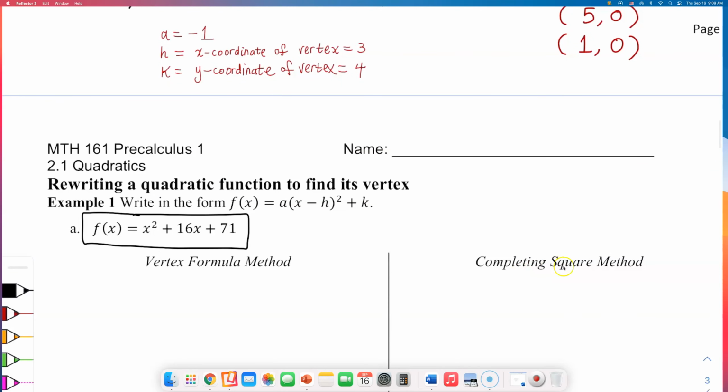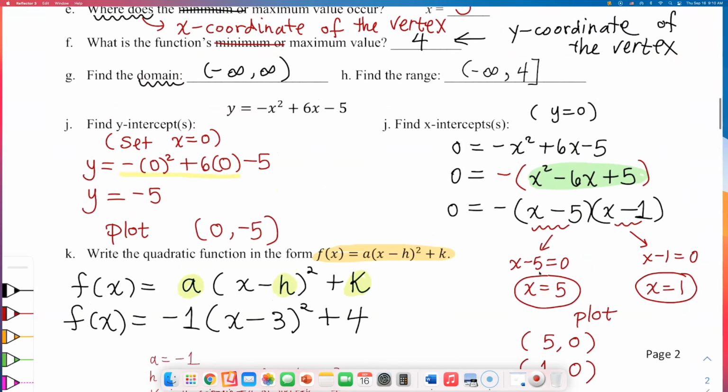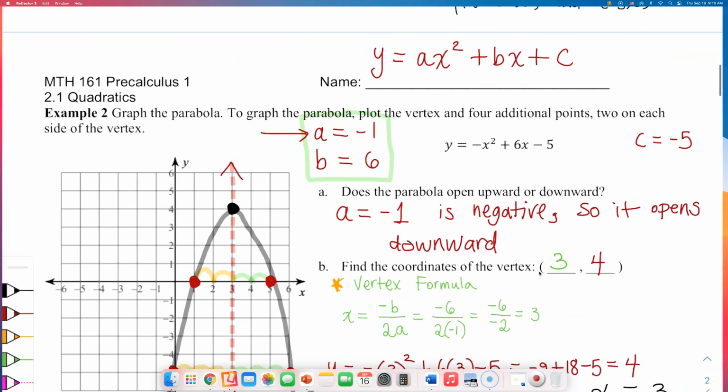It's called the completing the square method. I want to sometimes skip it because the vertex formula method is so easy, right? But completing the square will be very useful when we solve quadratic equations later in the chapter. So I will show you both methods, but that will be for the next video. So I will stop this one here. We talked about a lot of different things in this second video.